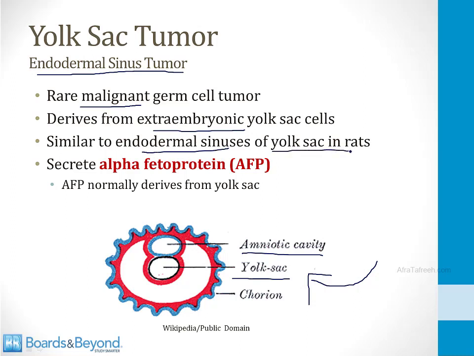And one of the things you definitely want to remember about this tumor for your boards is that these types of tumors tend to secrete alpha-fetoprotein, and that's because AFP normally derives from yolk sac cells. The way I've always remembered this is that the word yolk sac has sac in it, and the A in sac is for AFP. You can use that if you wish. It's always helped me to remember that AFP is associated with yolk sac tumors.